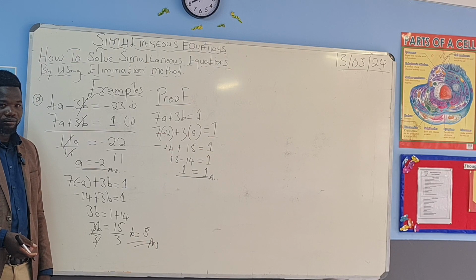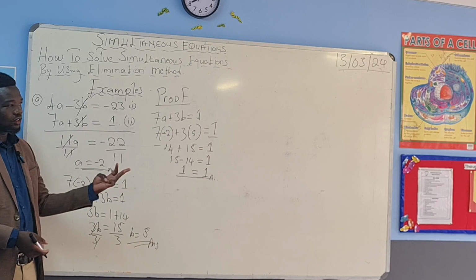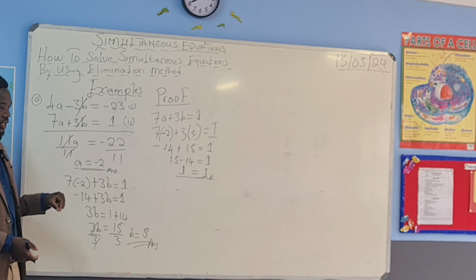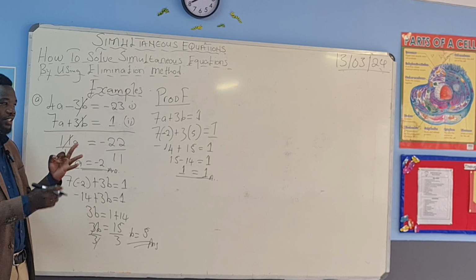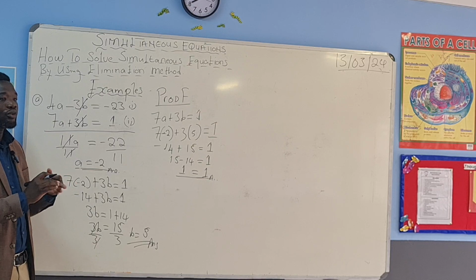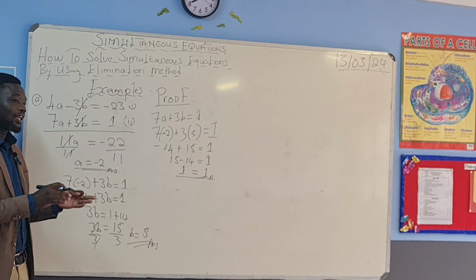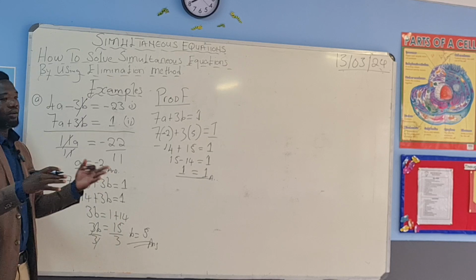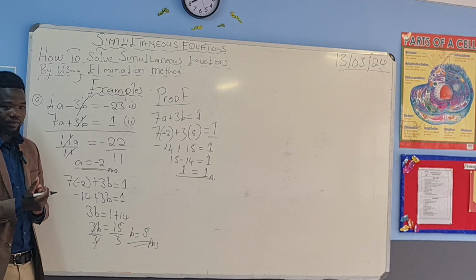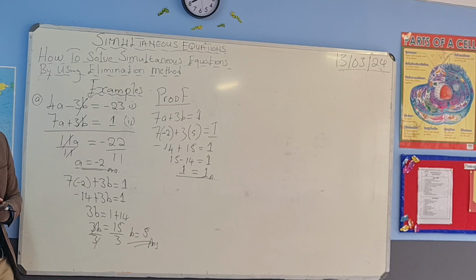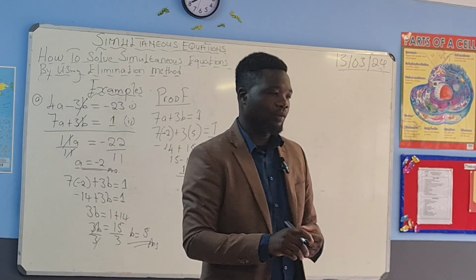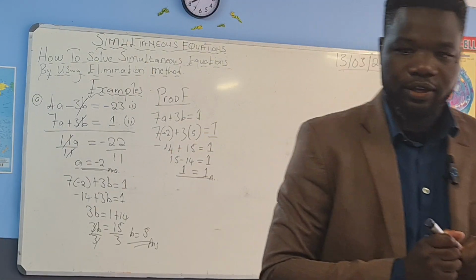So there are 3 phases of this elimination method. There are 3 types of simultaneous equations that you have to know how to deal with. They can change in the exam. They bring this one and they bring that one. So you have to be familiar with all 3 of them. Join me as we proceed to the other example.